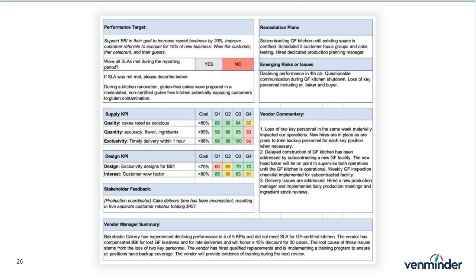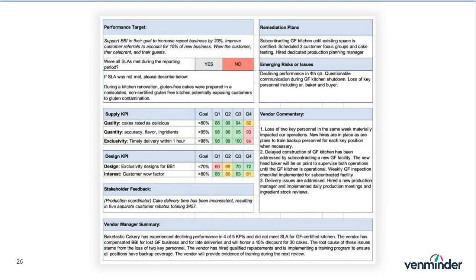We list the goal and the resulting score. I'm also looking at them for multiple quarters. Why? So I can identify trends. I'm also using red, yellow, and green to help the reader differentiate what is happening at first glance. So let's take a deeper dive on this. First, the quality of cakes rated as delicious. Well, they've had a strong showing all year until the last quarter.